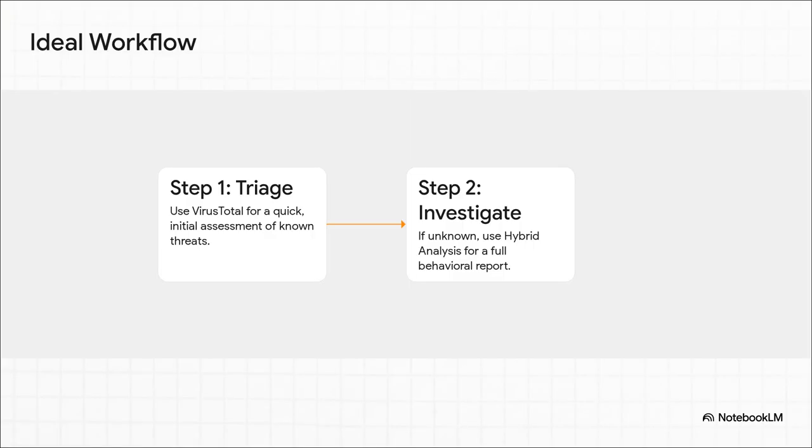And this right here is the ideal workflow. You start with VirusTotal for triage. Run a quick check. Is this a known piece of junk? If 50 AV engines say it's bad, well, your work might be done. But if the file is unknown or the results are mixed, that's when you escalate. You move to step 2 and you detonate that file inside Hybrid Analysis to see what it really does.